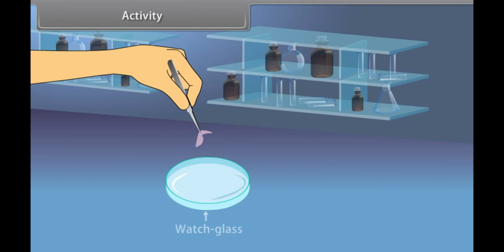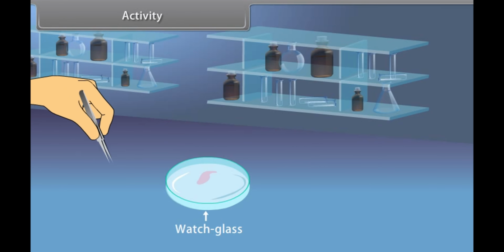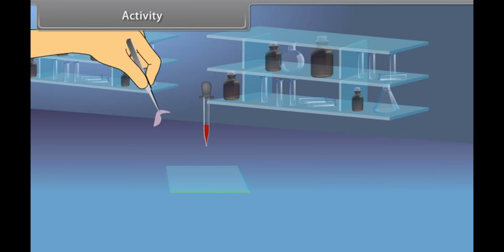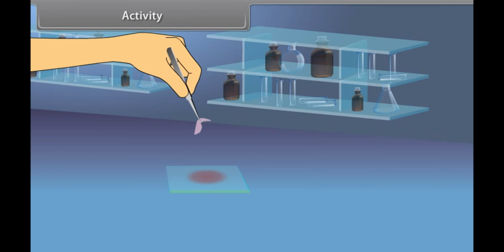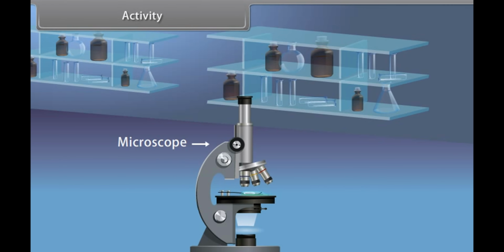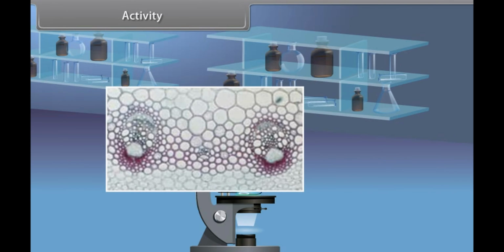I have removed this peel and kept it in water in a petri dish. Yes, now add a few drops of safranin and wait for 2 to 3 minutes. I have now transferred it on a slide with a drop of glycerine and covered it with a cover slip. When you observe it under a microscope, you will find different layers of cells.